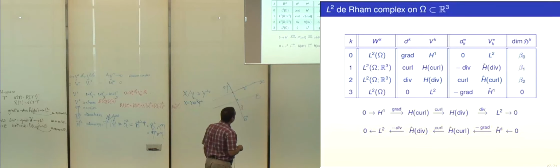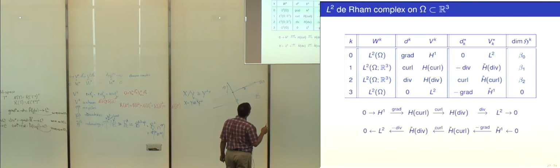The adjoints are what we figured out last time. The adjoint of grad is minus div. It's written down here because it goes back from the next space. And its domain is H0 div. The adjoint of curl is curl, and its domain is H0 curl. And the adjoint of div is minus grad, and its domain is H01.